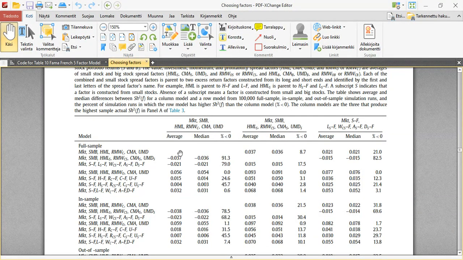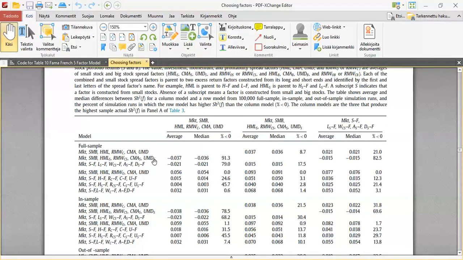And what we see here is, obviously, the first row is empty, because we test this row model against the column model here. So obviously this is the same model. So we have to move to row 2, where we test this model, but using only small stocks. We see here the excess market factor, size factor, the value factor using only small stocks, the cash profitability factor using only small stocks, the investment factor using only small stocks, and the momentum factor based upon small stocks.